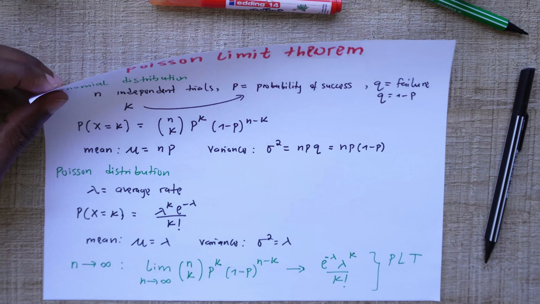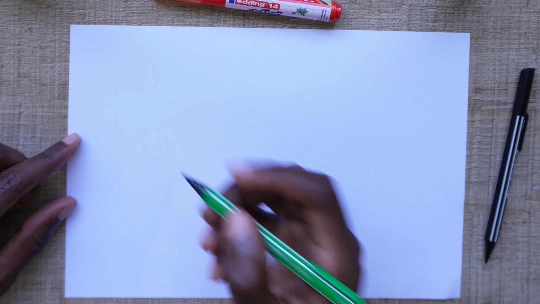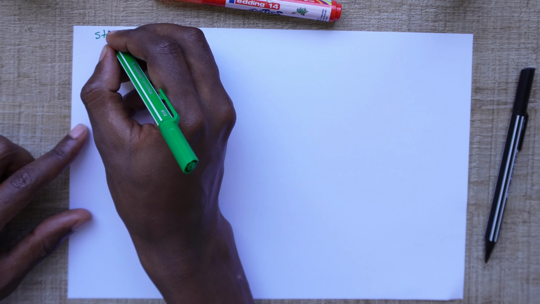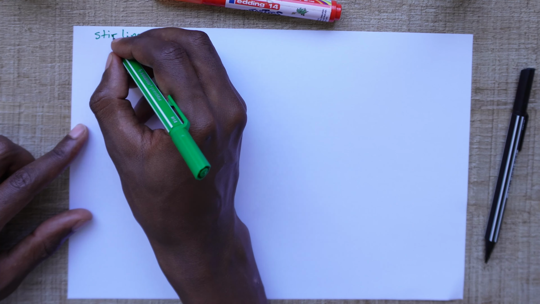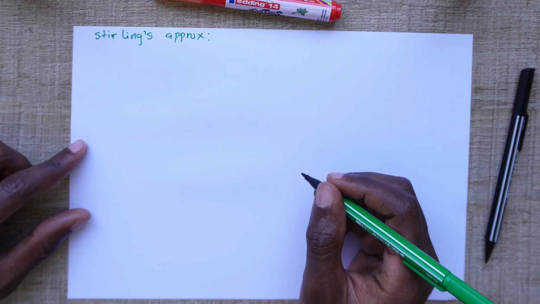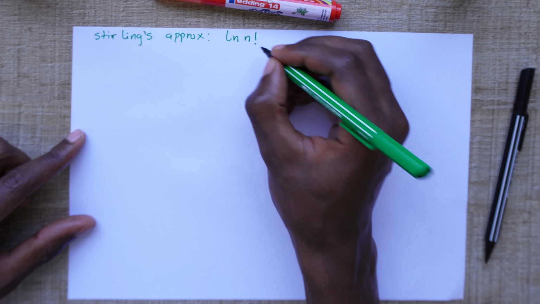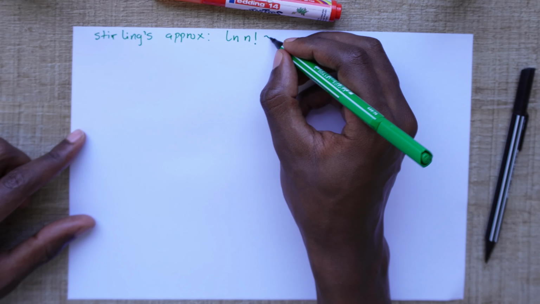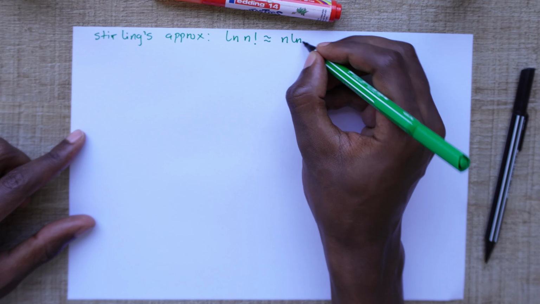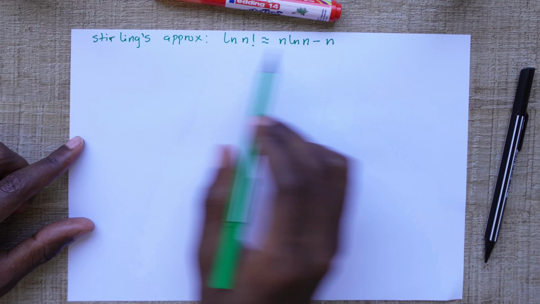So let me take another paper. To do this, we are going to make use of a set of approximations. The first is Stirling's formula, or Stirling's approximation, which tells us that the natural logarithm of n factorial is approximately equal to n natural log of n minus n. So this is Stirling's approximation.